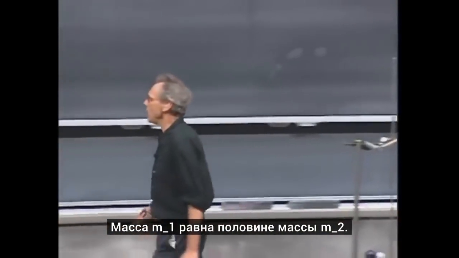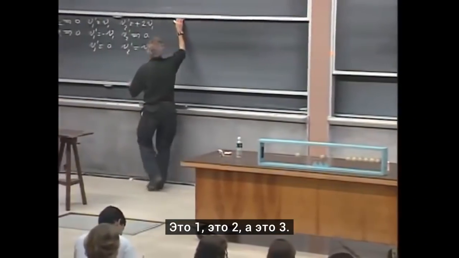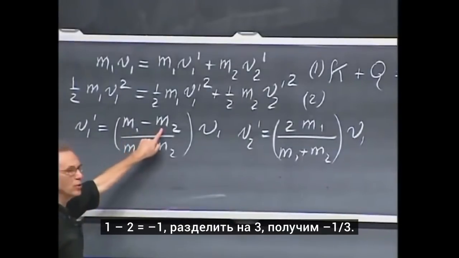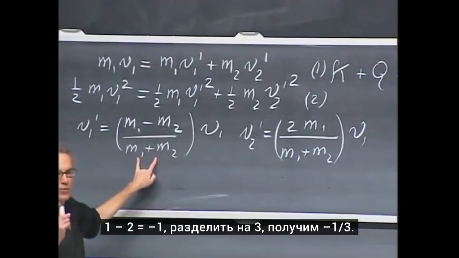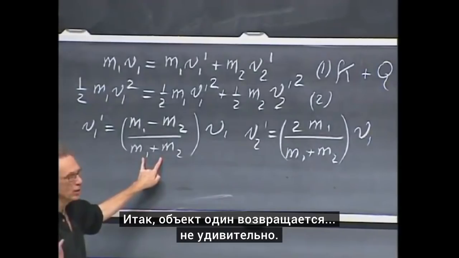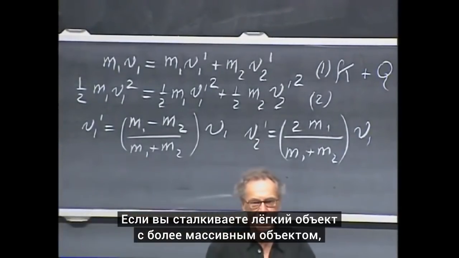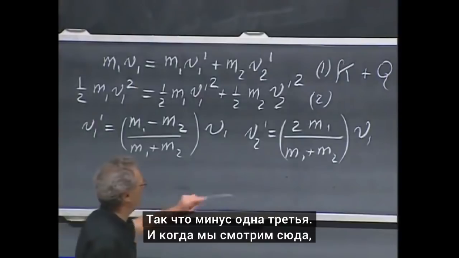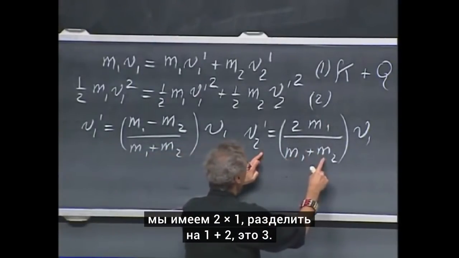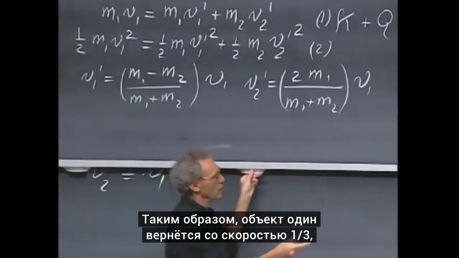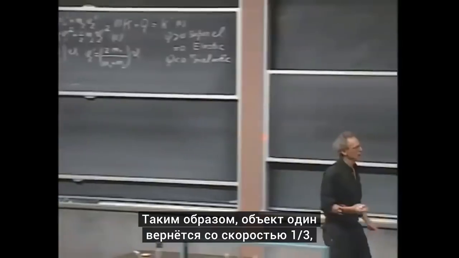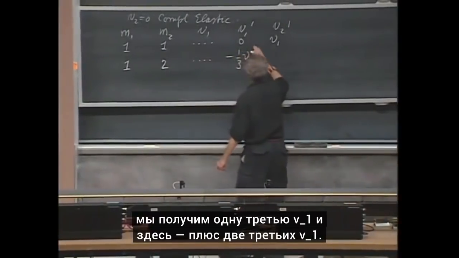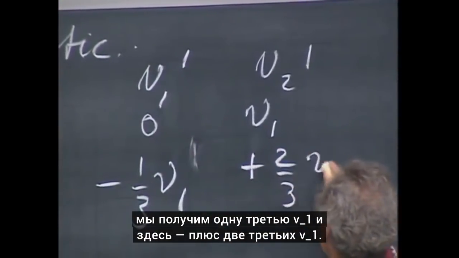So mass m1 is half the mass of m2. So this is a 1, and this is a 2, and this is 3. 1 minus 2 is minus 1, divided by 3 is minus 1/3. So number 1 comes back. No surprise. If you bounce a lighter object off a more massive object, no surprise that it bounces back. So that's minus 1/3. And when we look here, we have 2 times 1 divided by 1 plus 2 is 3. That is plus 2/3. So number 1 will come back with a speed 1/3, which, of course, since this is sign sensitive, we get minus 1/3 v1. And this one is plus 2/3 v1.